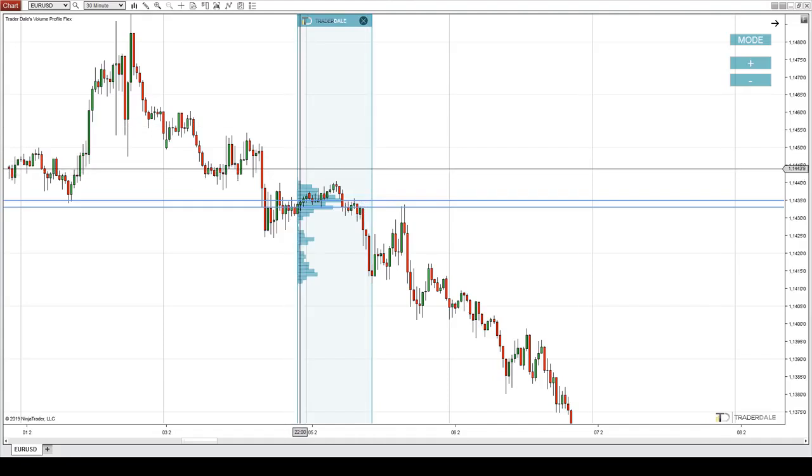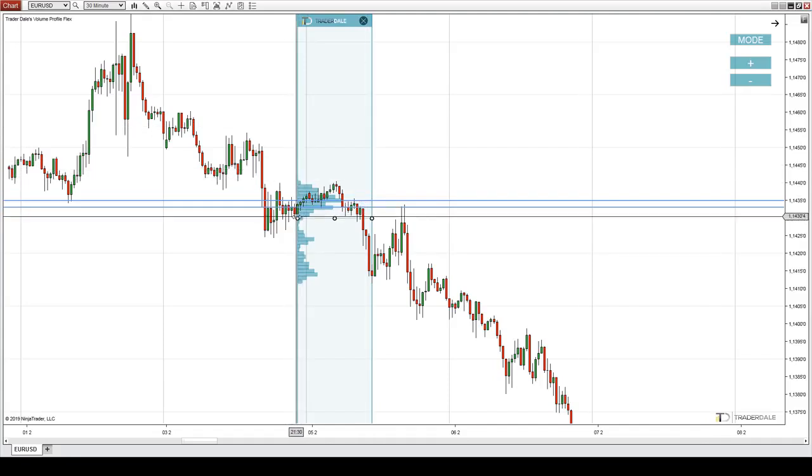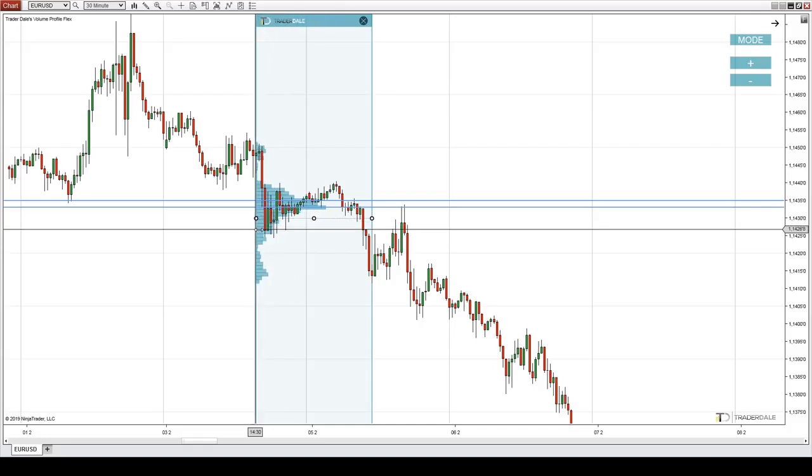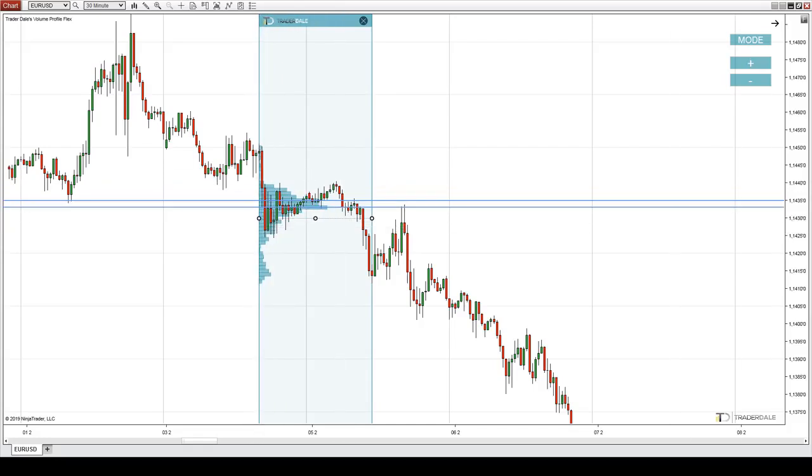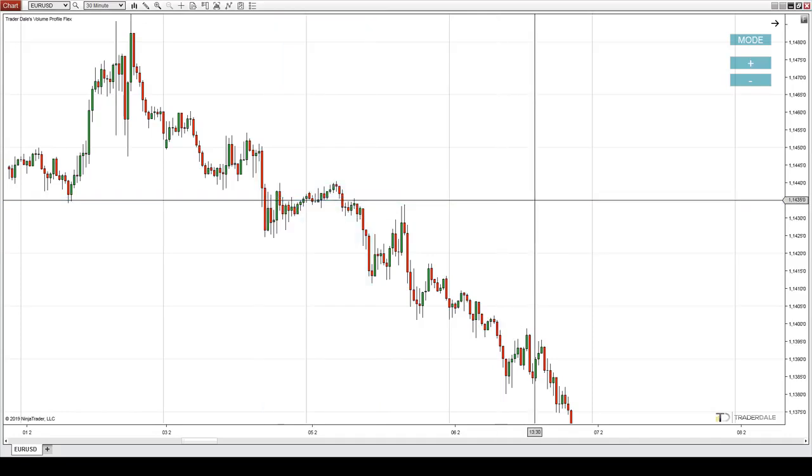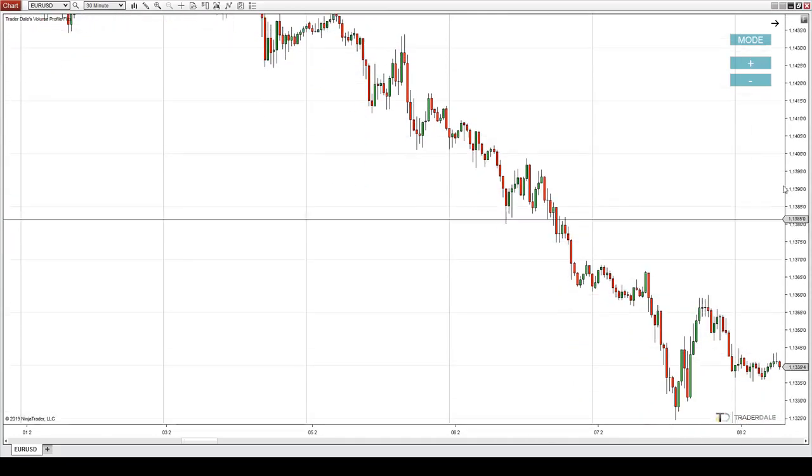Also, what I noticed is when I stretch the volumes over this whole area, over this whole rotation, then it shows that the heaviest volumes are in here, which is another confluence and another confirmation of the lower level. All right, so in a case like that, you want to trade the lower level. So let's move on.